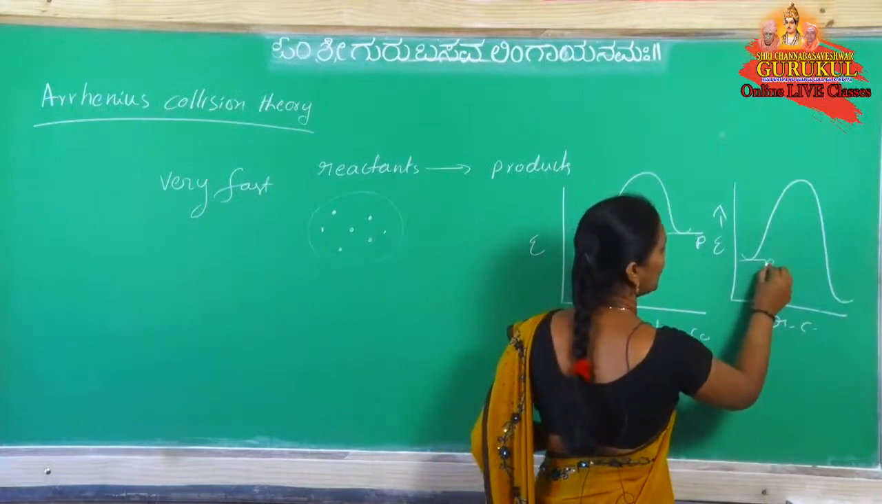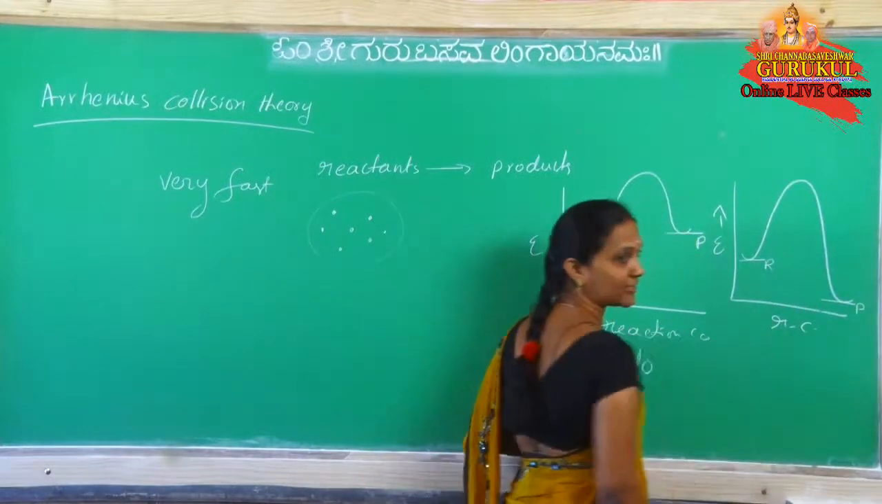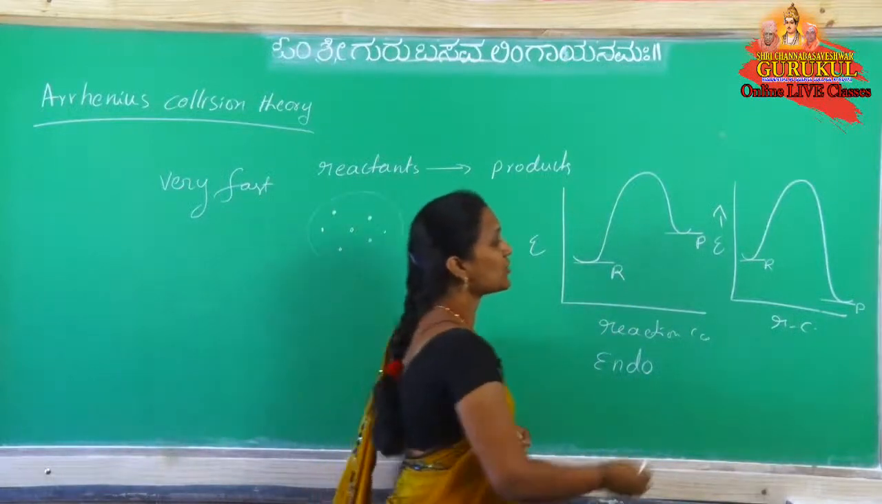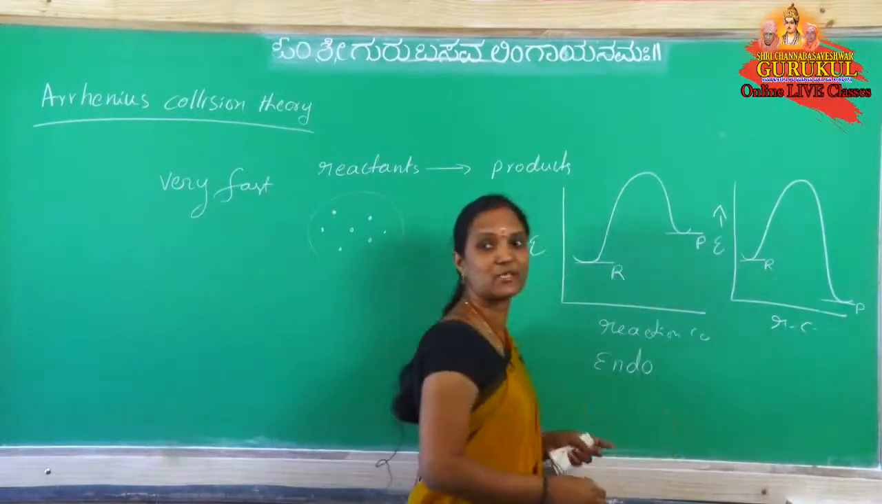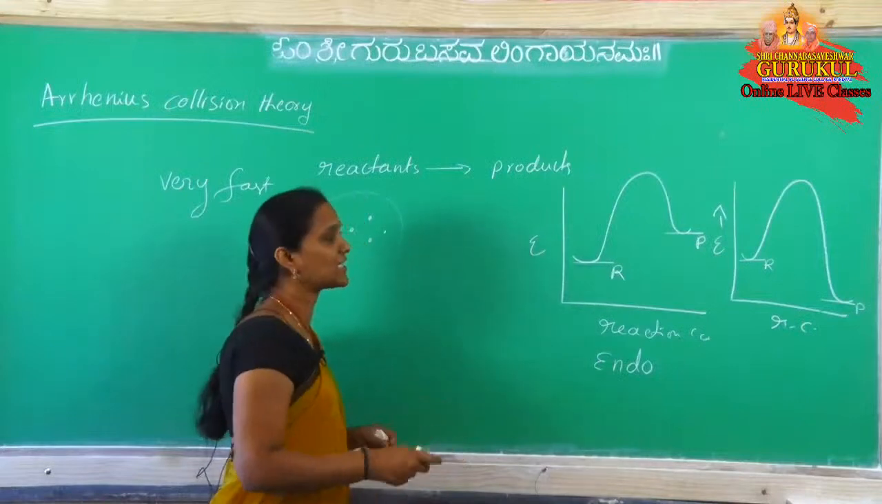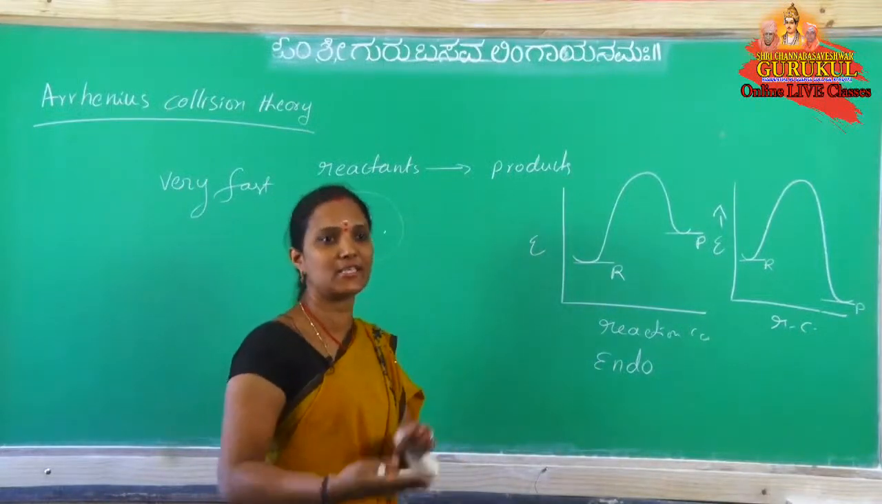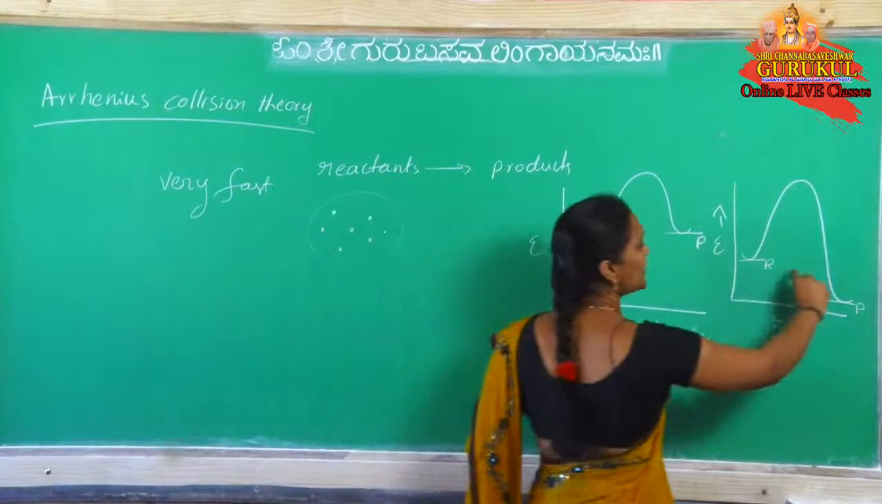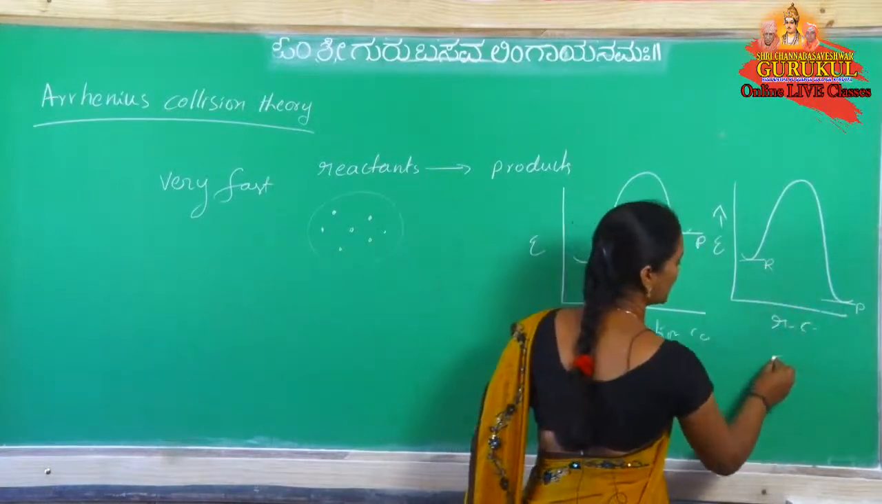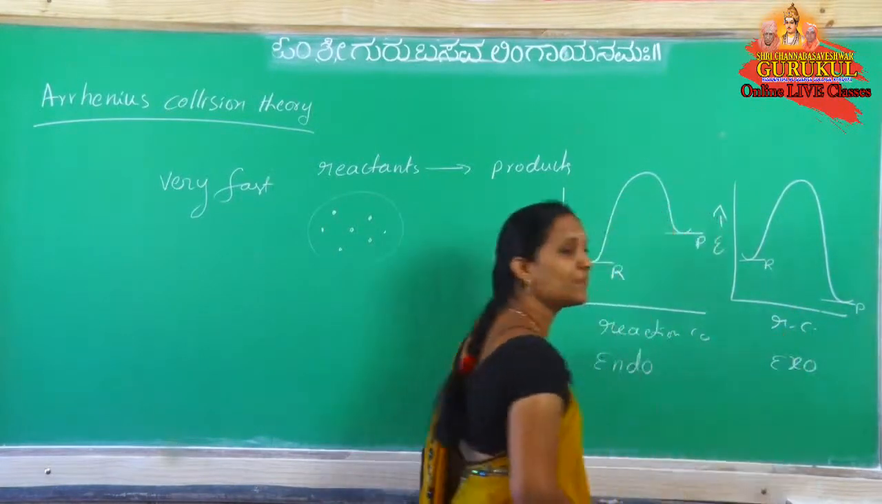So this is the energy of the reactants, and this is the energy of the products. Product energy is less than reactant energy. What is the meaning of this? Products' energy being less means the reactants lose some energy and then change to products. Losing energy means that is an exothermic process. Now it is the graphical representation for exothermic.